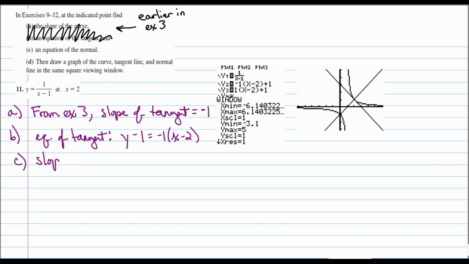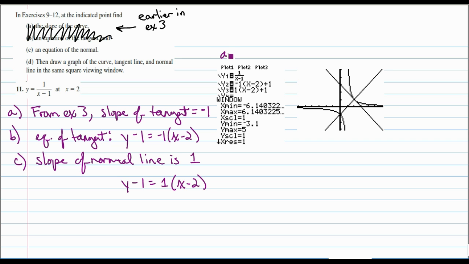Well, the slope of the normal line is the opposite and reciprocal, so this time +1. It's going to pass through the same exact point, but just have a different slope. So it's going to look the same. Y minus 1 equals, the slope is now going to be +1 times x minus 2.